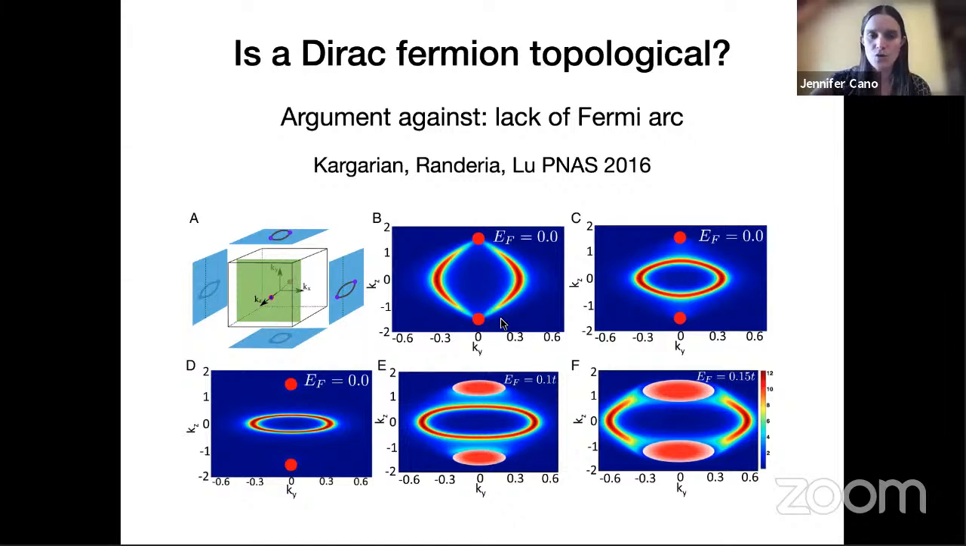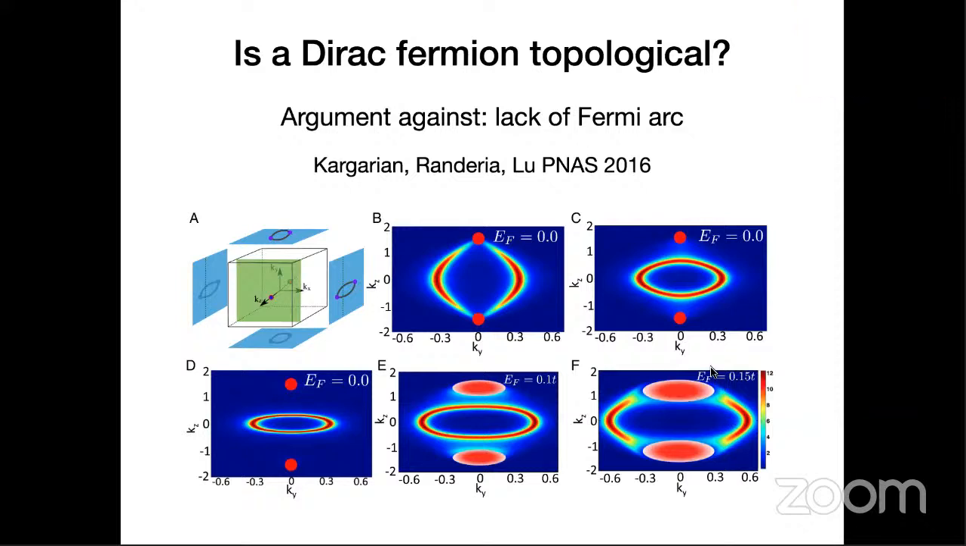And as you add more generic terms to your model, these things can detach. They can form some detached Fermi surface, and then they can go through other types of topological transitions. And there are some instances where they can be completely removed. So Dirac fermions are not required to have gapless surface states.